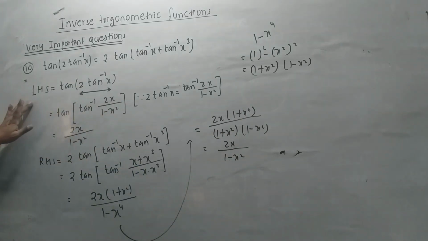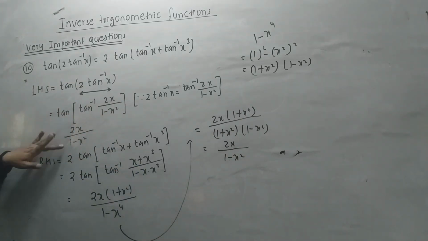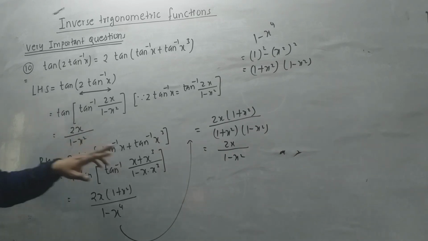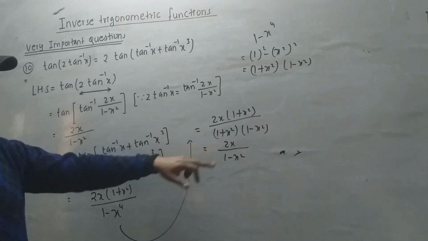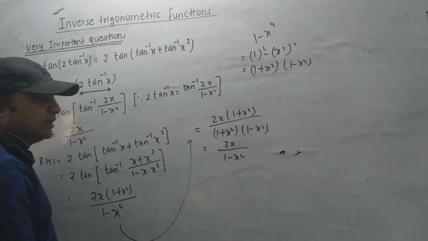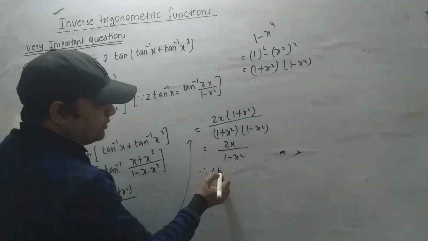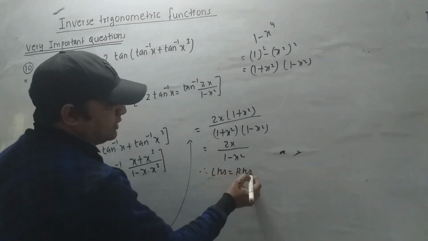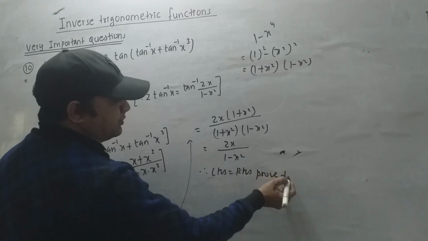So in the left hand side we have obtained 2x divided by 1 minus x square. In the right hand side also we have obtained 2x divided by 1 minus x square. We are getting equal results. Therefore left hand side equals right hand side, proved.